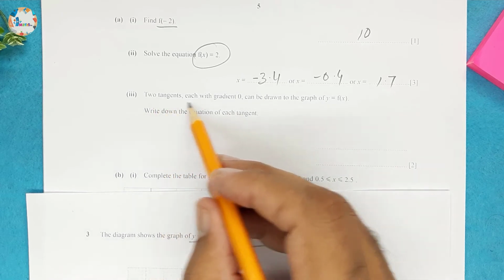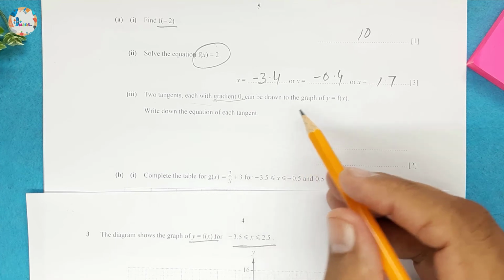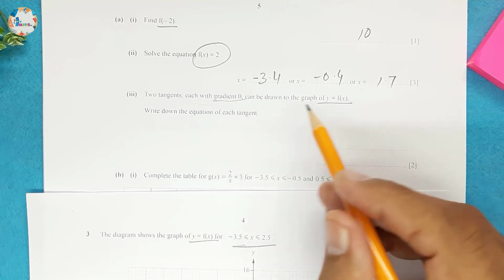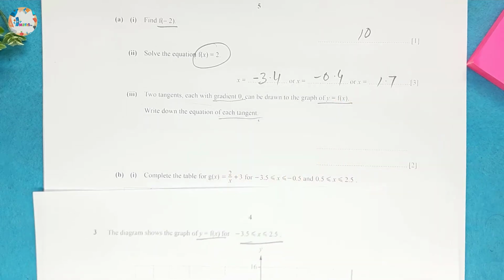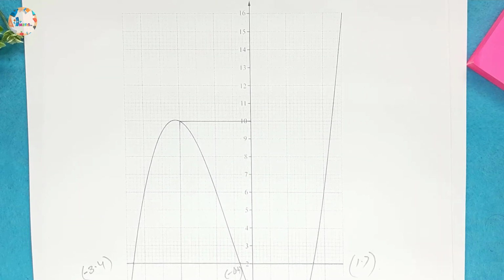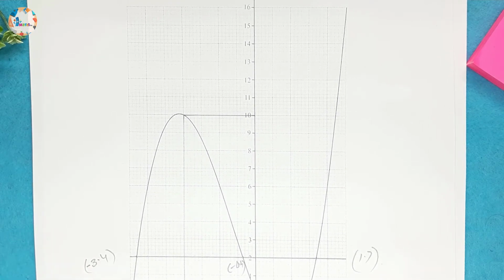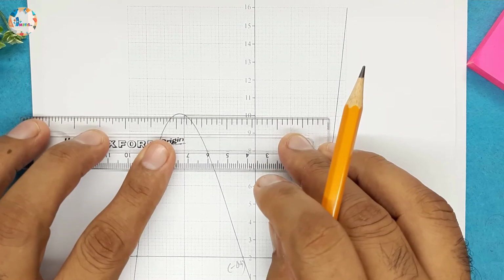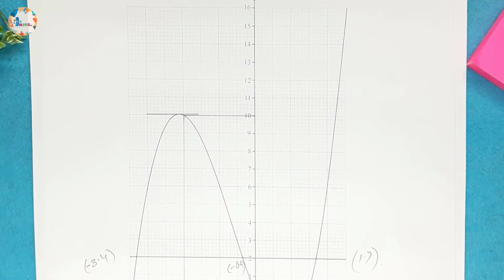Then they are saying two tangents, each with gradient 0, can be drawn on the graph. Write down the equation of each tangent. So the equation of each tangent we have to write. So gradient equal to 0 is basically over here, this one. This will be a tangent with gradient 0, a horizontal line basically. So this will also be a horizontal line, and this will have gradient 0.